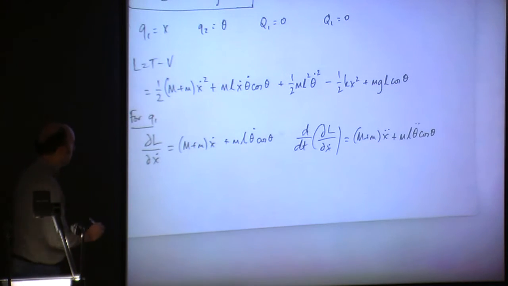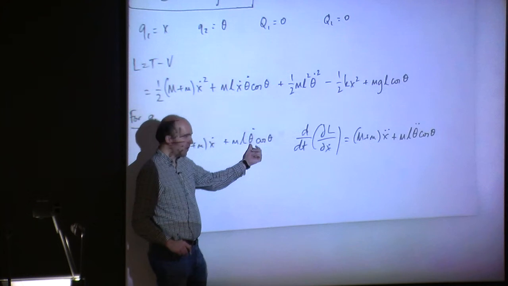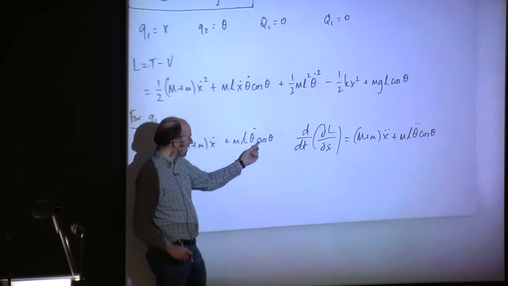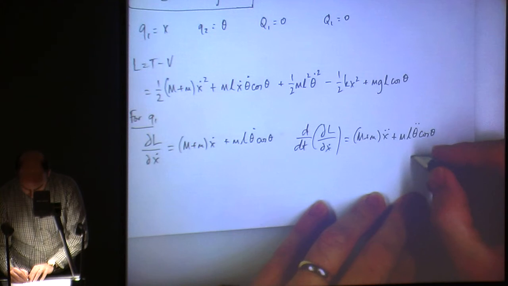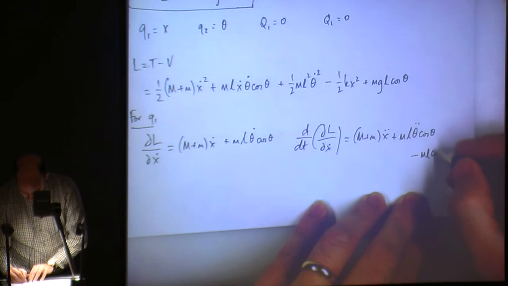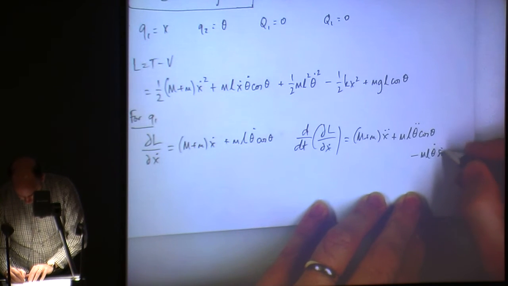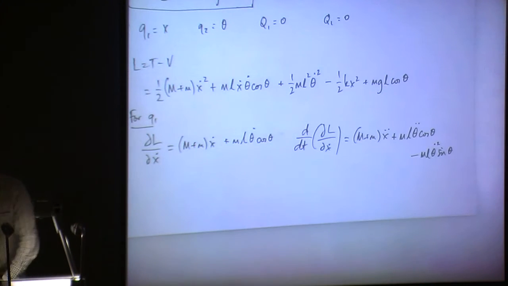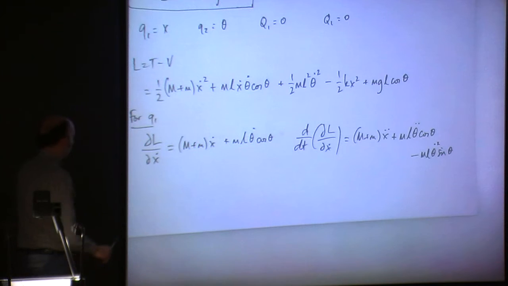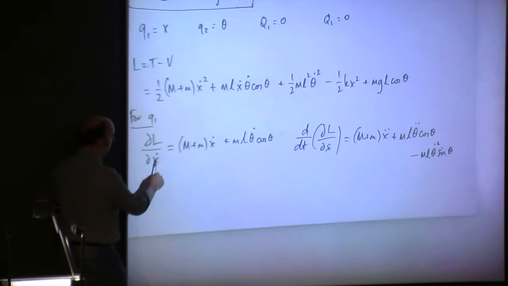But because I've got a theta in here, theta dot varies with time, but so does theta. So I need to use the product rule over here. So we end up with a minus ml theta dot sine of theta times theta dot squared. So that's theta dot.